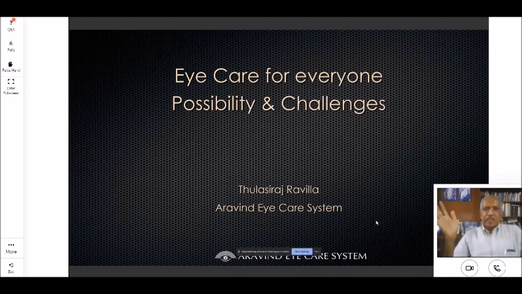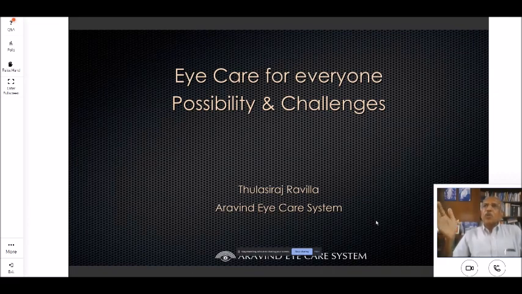Everyone will need to wear glasses if they become 45 and more. And then if you live beyond 60, you will definitely need a cataract surgery. And a few unfortunate ones will develop other complications as well. So every human being during their lifespan will require eye care services.